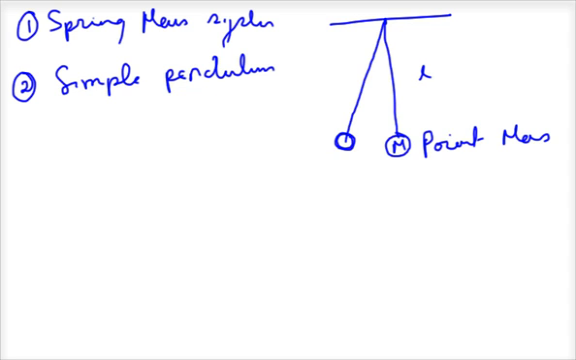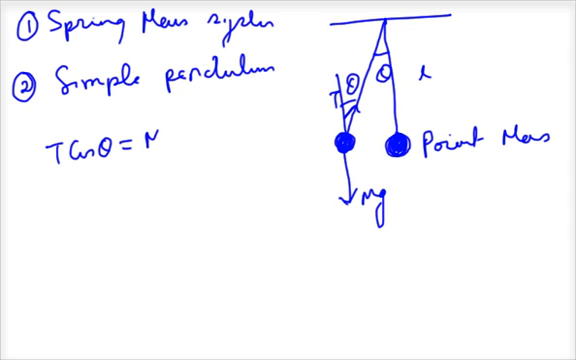mass reaches here, and you release it, then there is one force here, mg, there is a tension here. Now suppose this angle here is theta, I can resolve this into components. This angle is also theta, these two are parallel. So I can say T cos theta is equal to mg, and T sin theta is what is acting in this direction.